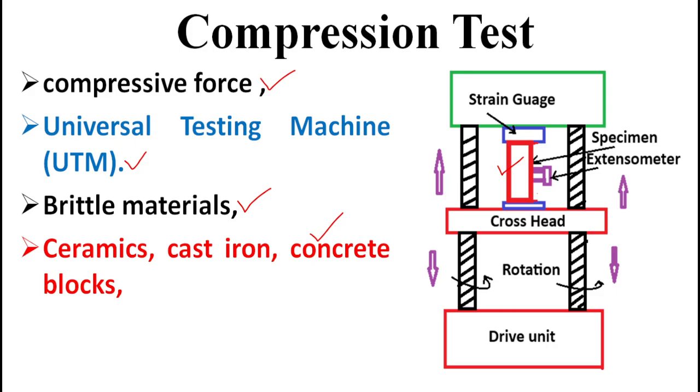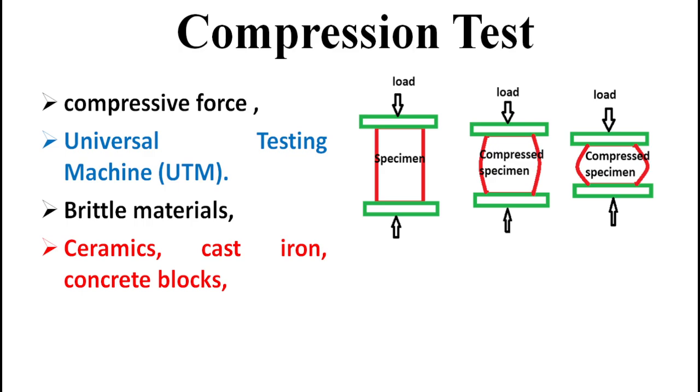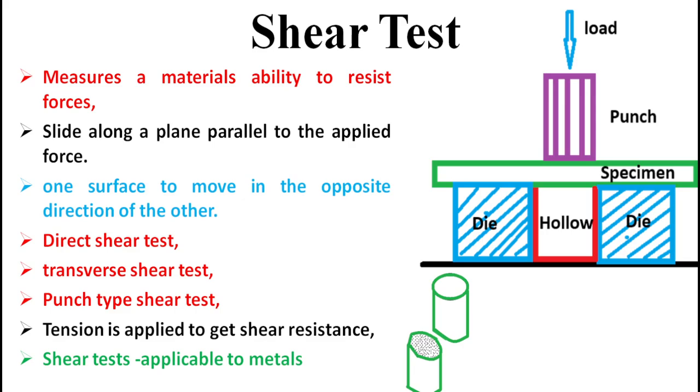The extensometer is used to measure the deformation of the material. This is the specimen for the compression test before the test. This is the compressed specimen, and this is also a compressed specimen. It is mainly for ceramic, cast iron, and concrete blocks.